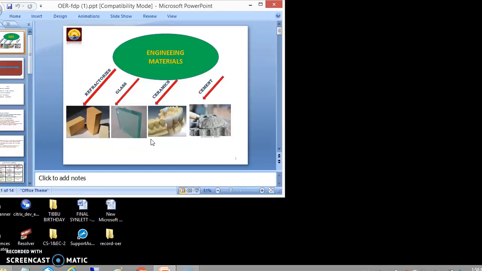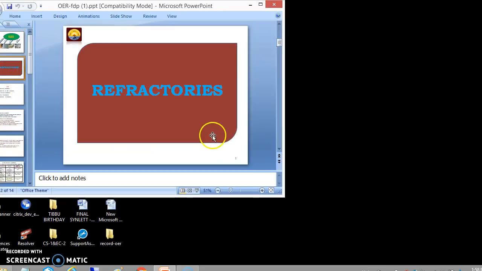Today, we would like to give a seminar on engineering materials. These engineering materials are broadly divided into 4 types: refractories, glass, ceramics, cement. But we are more concentrated on refractories. And what are the topics we are going to cover in the refractories? We are described in the next slide.